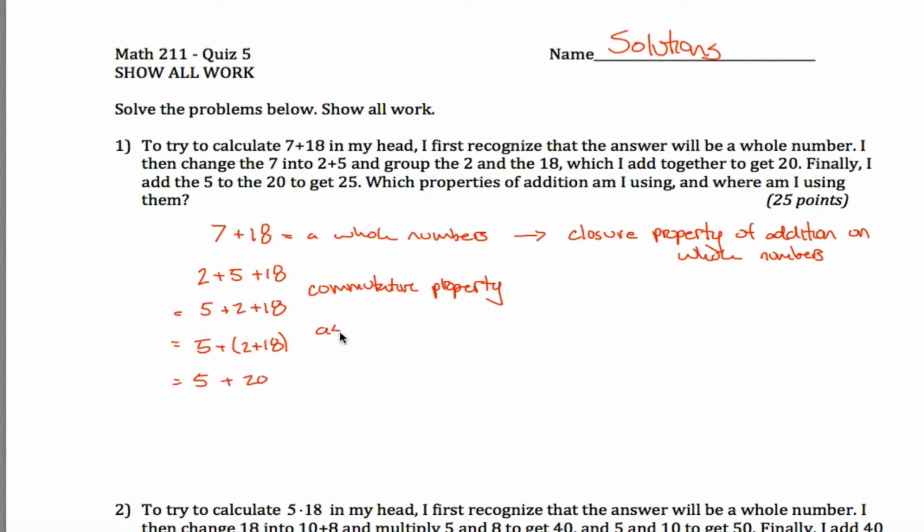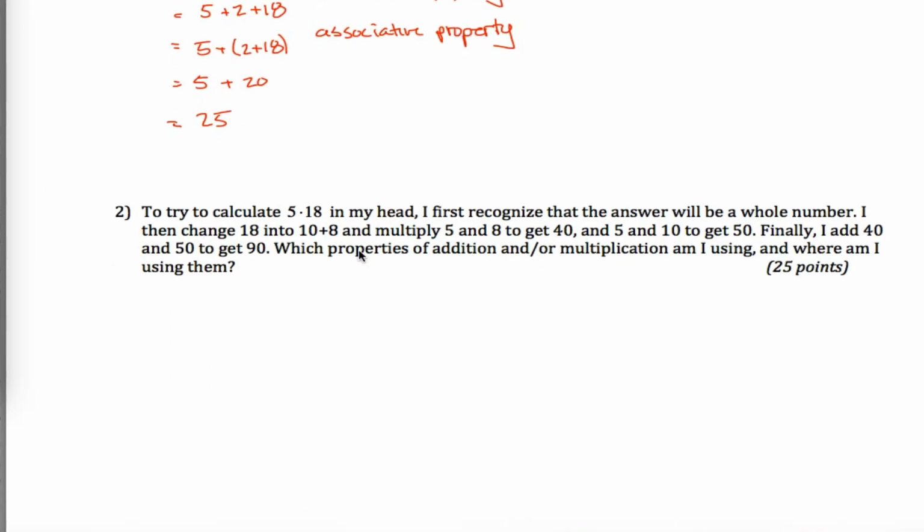That's what's called the associative property. Your normal order of operations, well, they're all addition, so it ties, so you work left to right. You'd add the 5 and the 2 and get 7. But I don't want to do that. That would take me back this way. I want to add the 2 and the 18. Well, if I'm going to add the 2 and the 18, I have to put parentheses around them to force myself to do these out of order. And that's the associative property that allows me to group those right there. And then finally, I add those together to get 25. So the properties that I use are the commutative property, the associative property, and the closure property of addition on whole numbers.